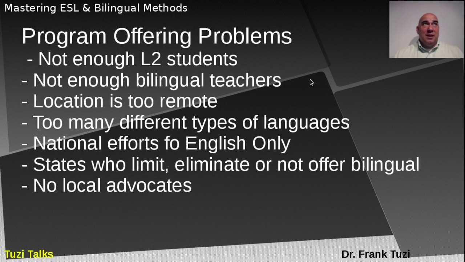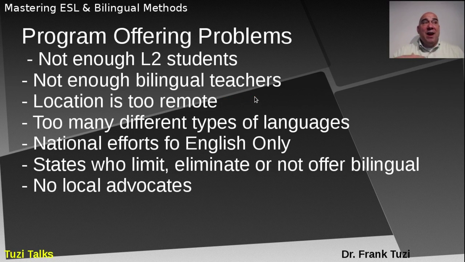Now, the United States, currently the number one first language is Spanish. But in earlier times, it was a different language. And of course, all of the minority languages that are still here, because there are so many different languages in certain areas, there may not be a bilingual teacher who speaks Farsi or even Chinese, depending on where the location is. And that's another problem in offering bilingual programs, is that the locations are too remote.